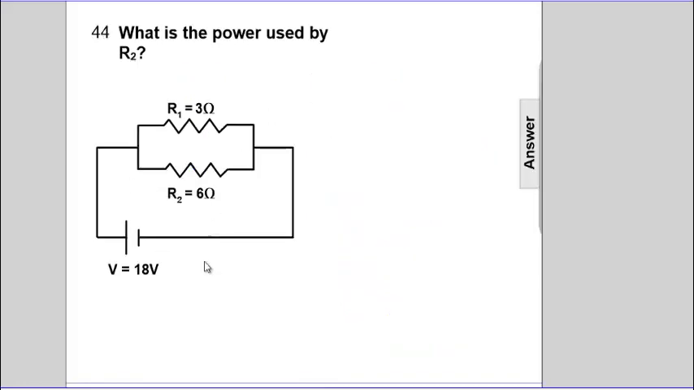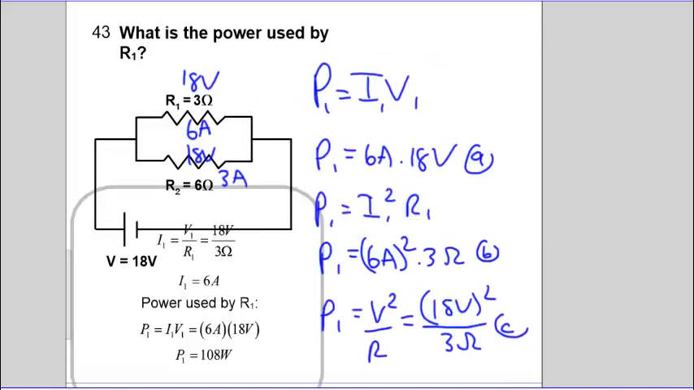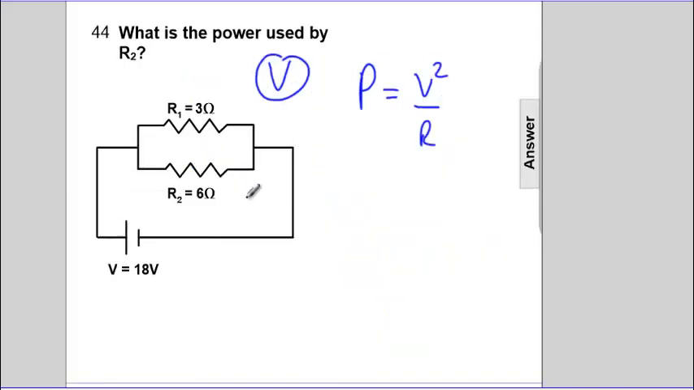Now what's king here? Let's think about this. What value is king? The answer is voltage is king. So power is V squared over R. Since these have the same voltage, voltage has no effect on power. The one with the greatest resistance will have a smaller power output because as R goes up in the denominator here, power goes down. So let's just reference 108 watts. If we double resistance, we should halve power. Let's give it a shot.